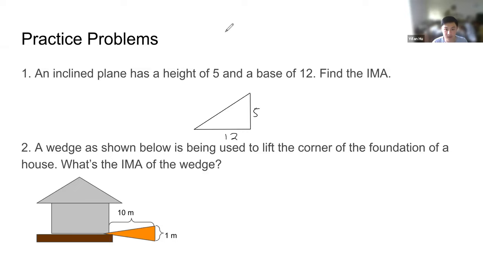Okay, a hint: the IMA of an inclined plane is the diagonal over the height. And for the second one, IMA is the length over the width. I cannot share the slides, but if you want me to go back to any slide before, I can. And yes, please don't send your answers to the host right now, because I cannot see those. The diagonal would be 13 if you use the Pythagorean theorem.